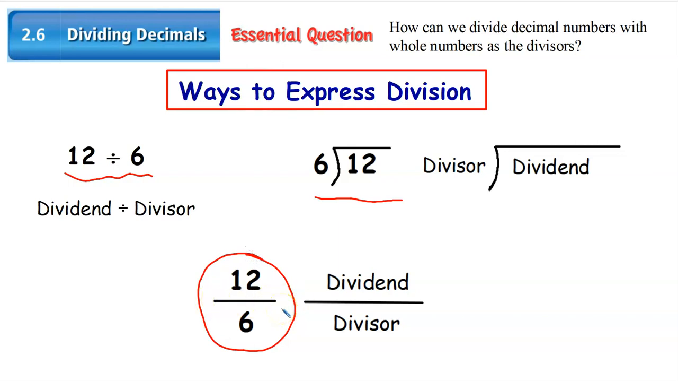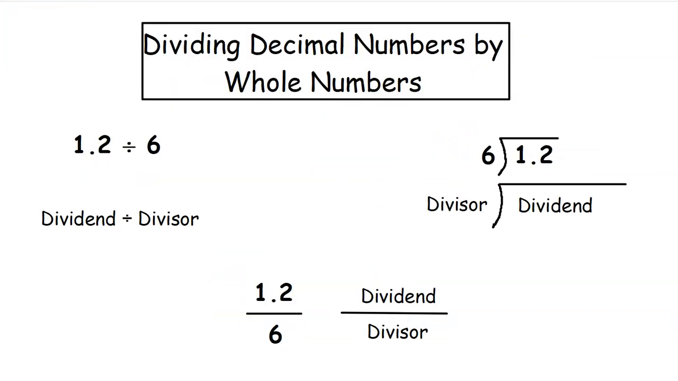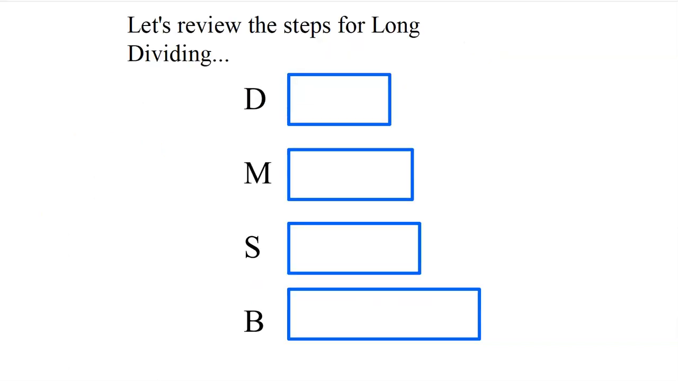You literally say all of these the same way. 12 divided by 6, 12 divided by 6, and 12 divided by 6. So all of these just really mean long division. And sometimes the tricky part with decimals is just to make sure that when you're doing the long division, you put the correct number on the outside. The divisor is on the outside. Okay, so basically same idea.